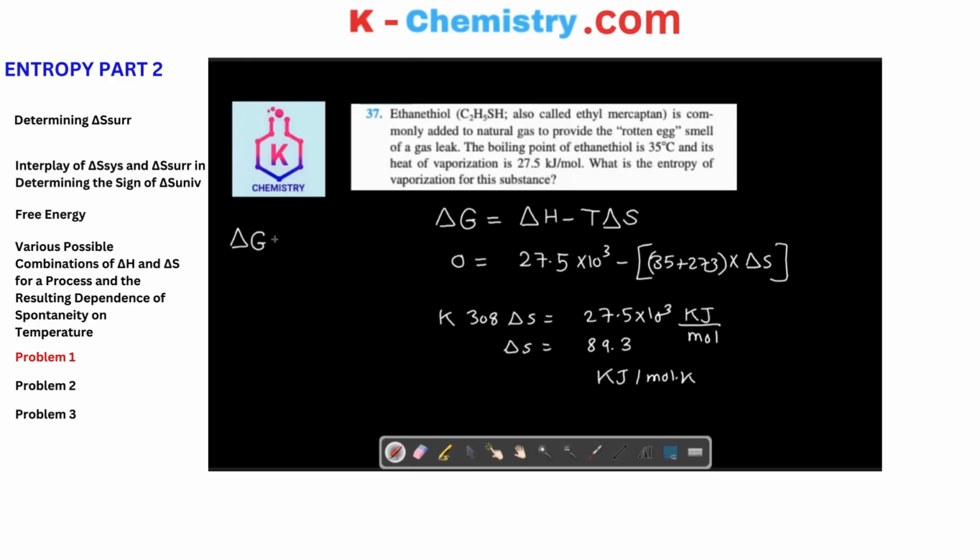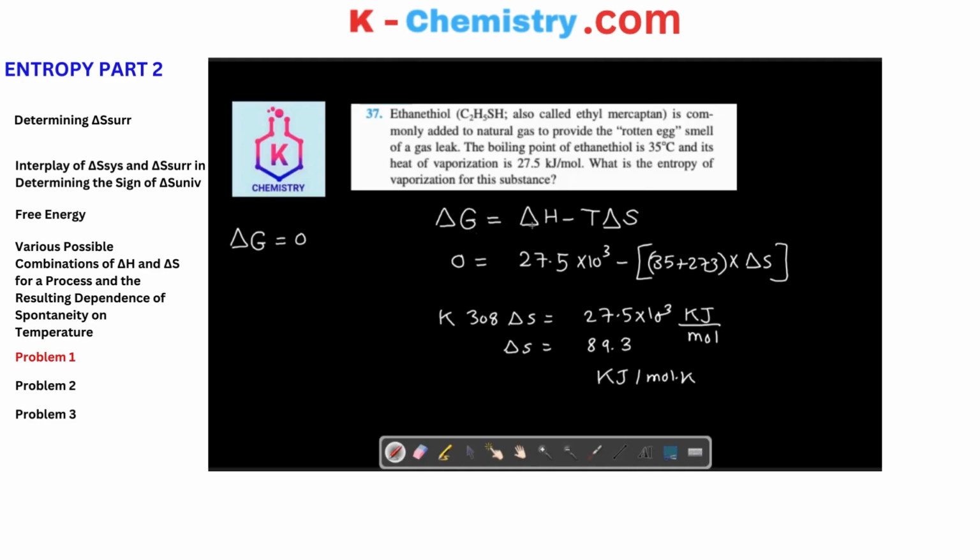I know that delta G is equal to 0 because at the boiling point, this is the point at equilibrium. So delta G is equal to 0 and delta H is the 27.5. This is the value at which 1 mole is changed from a liquid into gas. And delta S is the entropy of vaporization that's required to find.